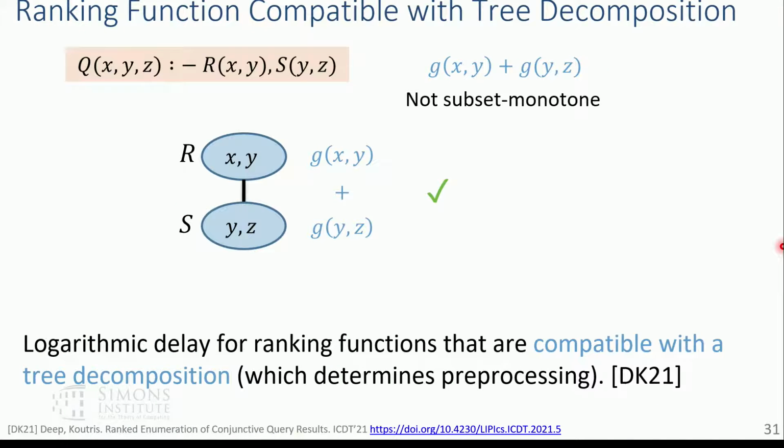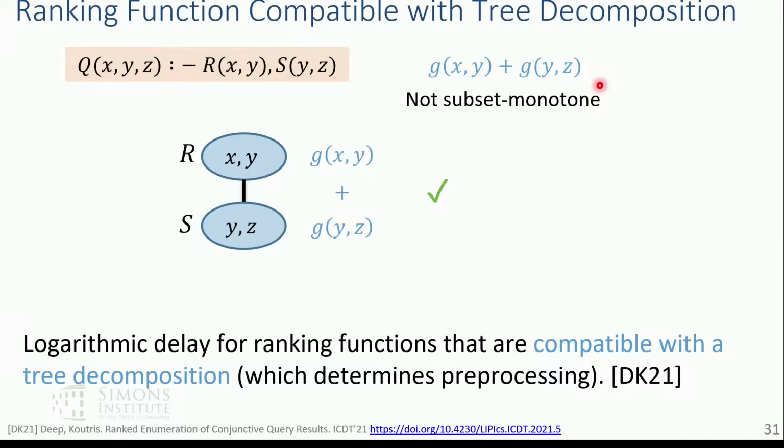The other aspect that I want to highlight is this notion of compatibility with a tree decomposition or a join tree. This is something from a paper by Paris and Saline Deep. An easy example to understand this is, let's say I give you a function like this, where it's g of xy plus g of yz, where g can be anything, right?